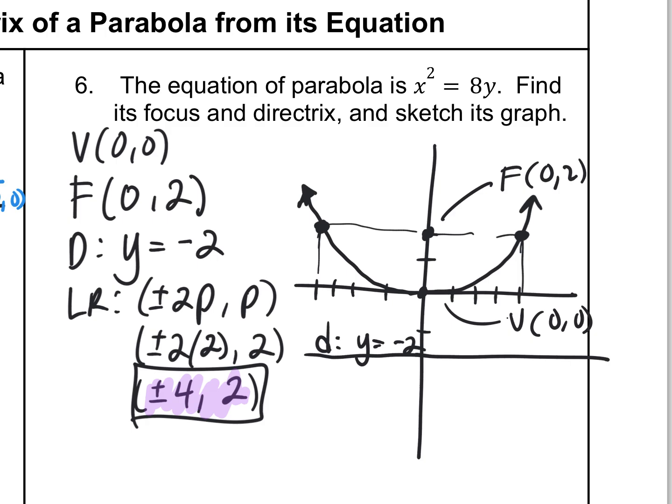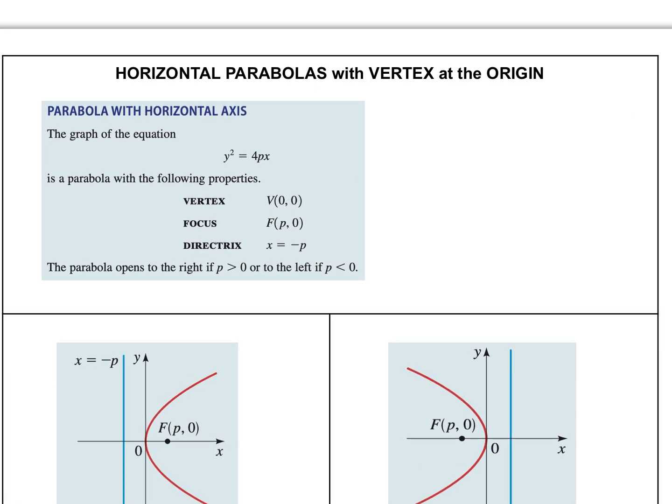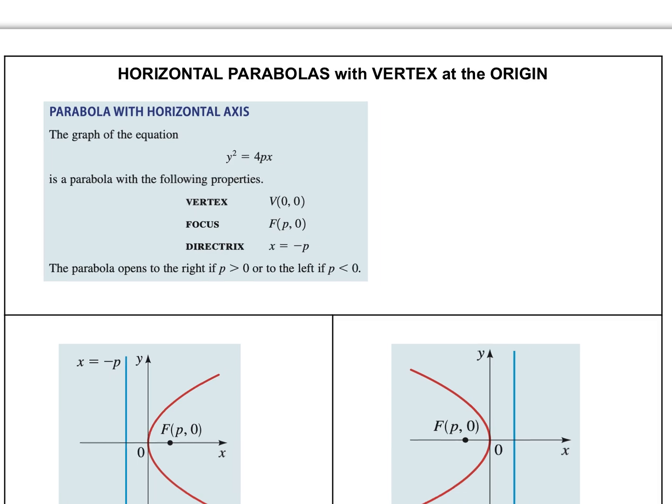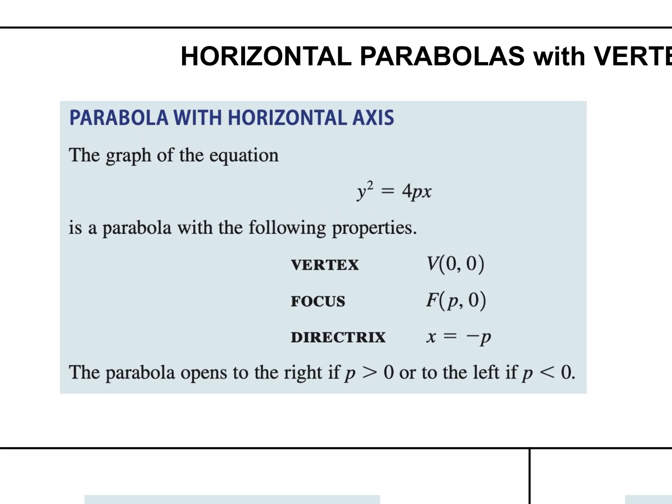Okay, so this is the graph of our parabola. Horizontal parabolas with vertex at the origin. Parabolas with horizontal axis, the graph of the equation is going to be y squared is equal to 4px. Now let's look at its properties.